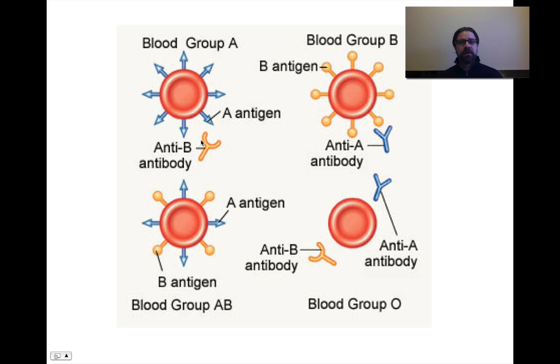So, again, A and B-blooded people, you do not want your blood to mix. And then AB blood, you can see you have both of them sticking off the surface of your cell, and no antibodies floating in your plasma. And then if you're blood group O, you have both the anti-A and anti-B antibodies floating around. But the surface of your cell, of course, is clean. There's no antigens sticking off of here that are going to react with those antibodies.